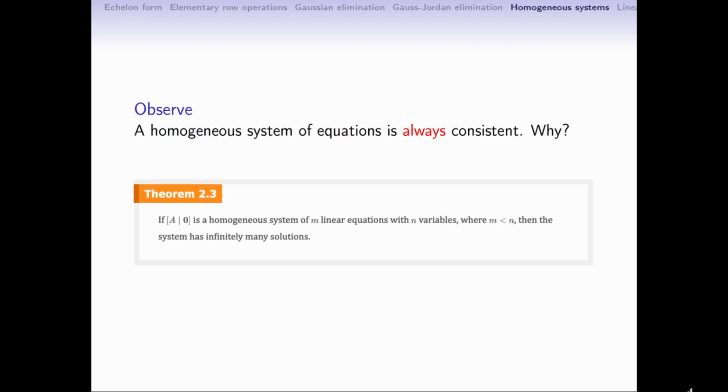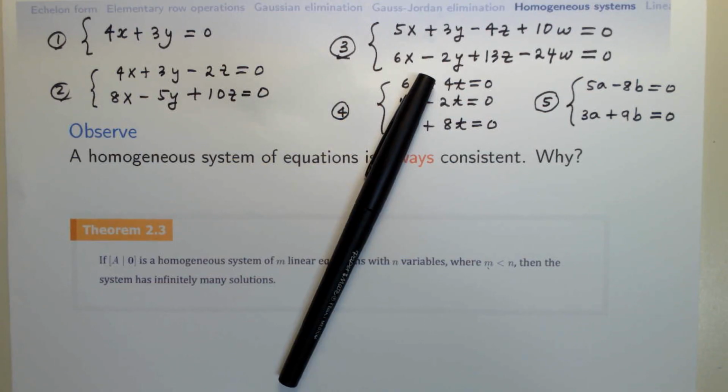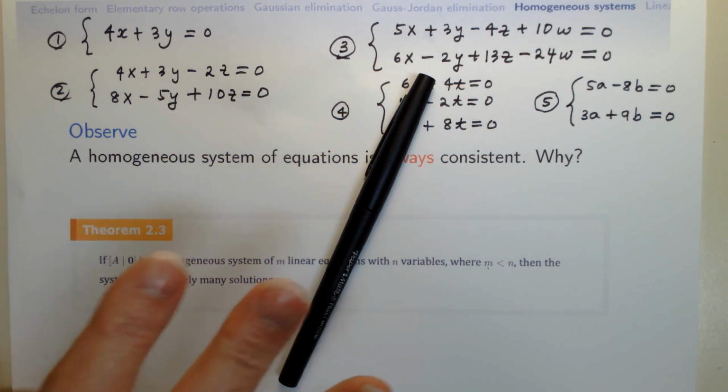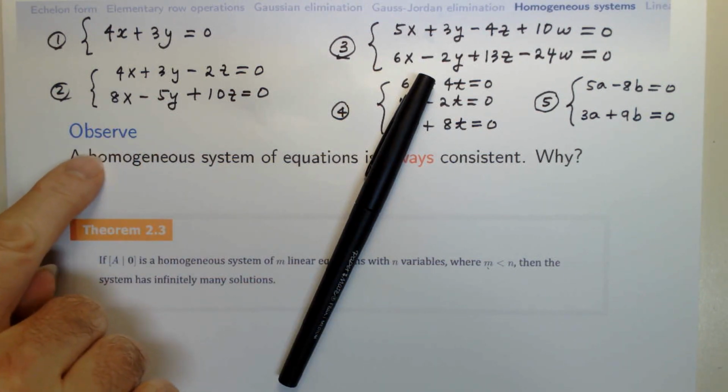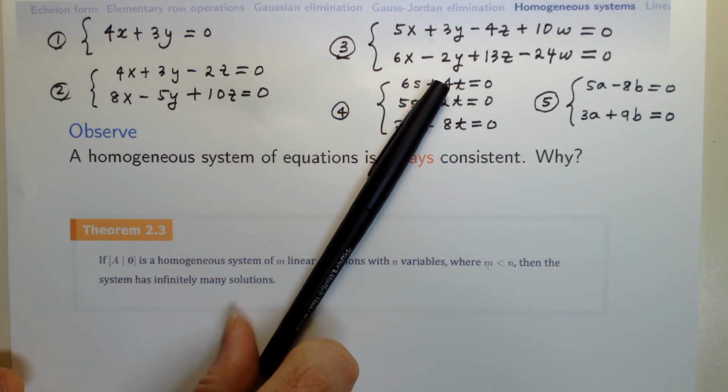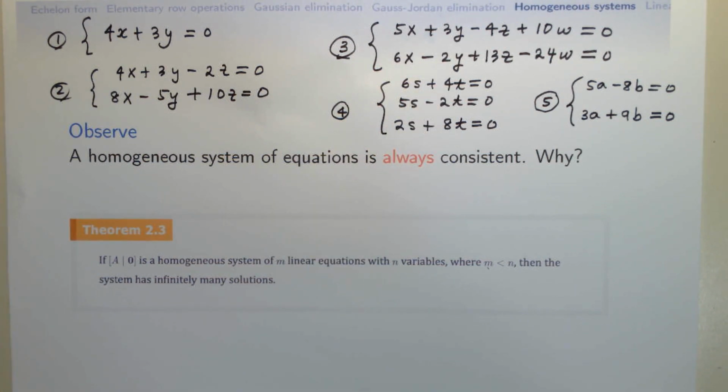Now, let's head over to the document camera and we'll talk about the observation and we'll look at the proof of Theorem 2.3. Welcome to the document camera. Let's address a couple of issues that are listed on this page. First, let's talk about this observation, a very important observation. It says, a homogeneous system of equations is always consistent. And the question is, why? Why is that the case?